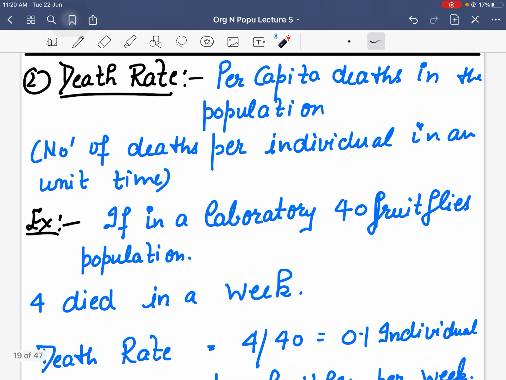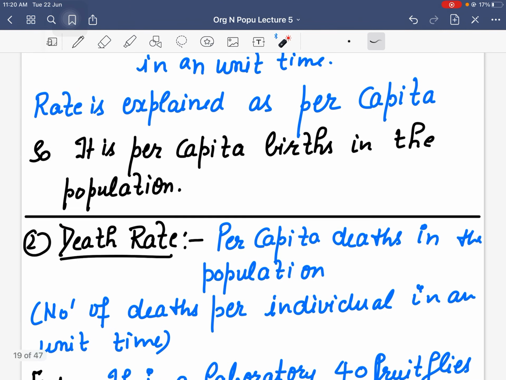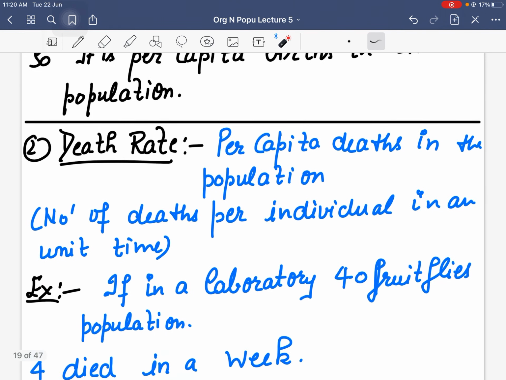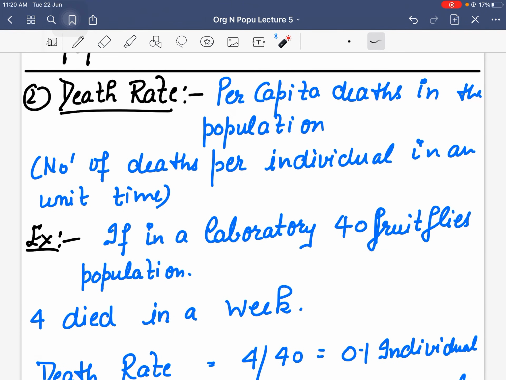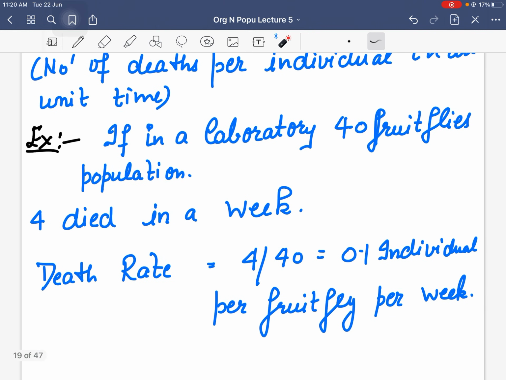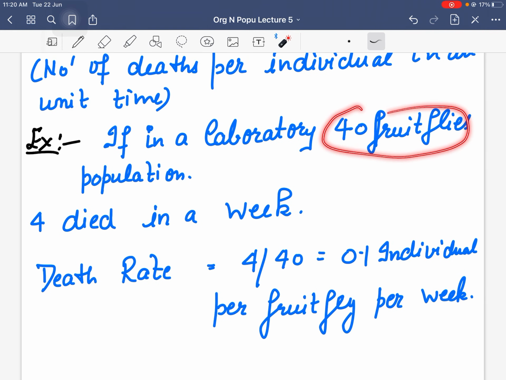The second attribute, which again is a very important attribute for a population, is death rate. Rate, I told you, is always explained as per capita. So it is per capita deaths in a population, or number of deaths per individual in a unit time. Suppose in a laboratory there were 40 fruit flies. 4 died in a week. So what will be the death rate? 4 died in a week. What will be the initial number? That is 40. So you will get 0.1 individual per fruit fly per week death, right?